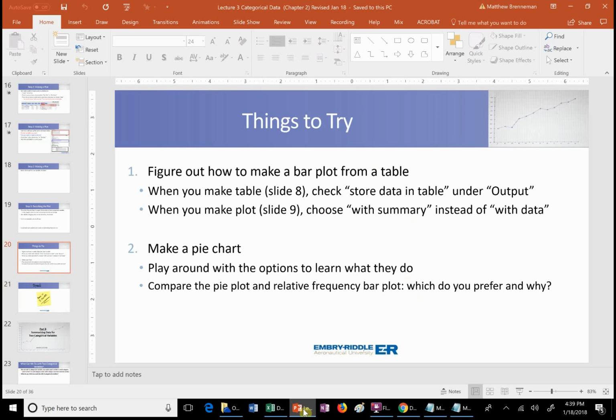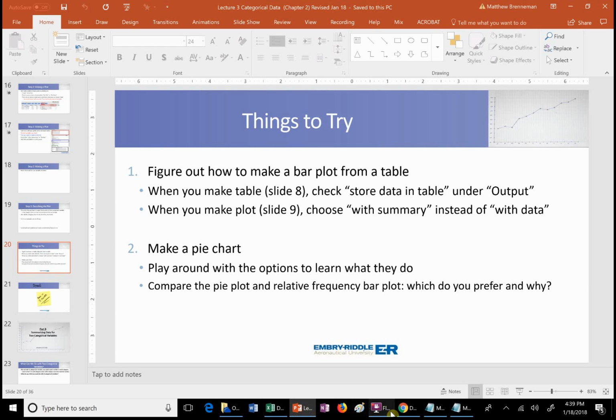I'll just mention really quick a couple of things you can try to do, and I encourage you to do this, is you can also make the plot directly from the table. So when you go to plot, rather than say with data, you'll say with summary, okay? It's useful because sometimes StatCrunch will give you summarized data. Let me just show you really quick, just so you're aware of this if you come across this.